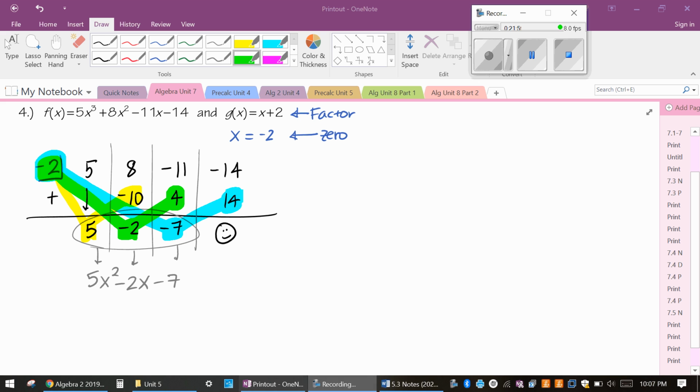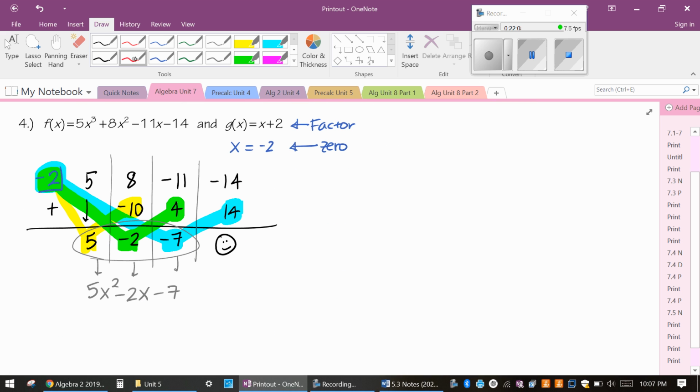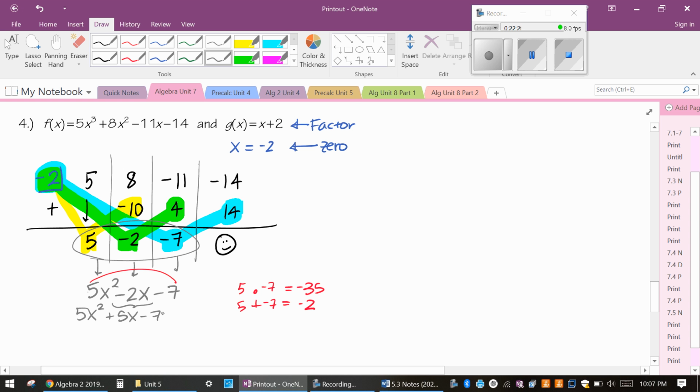The answer is 5x squared minus 2x minus 7. Now this one, this quadratic trinomial, can be factored. What numbers multiply to negative 35 but add to negative 2? Positive 5 and negative 7. So you split the negative 2 into positive 5x and a negative 7x.